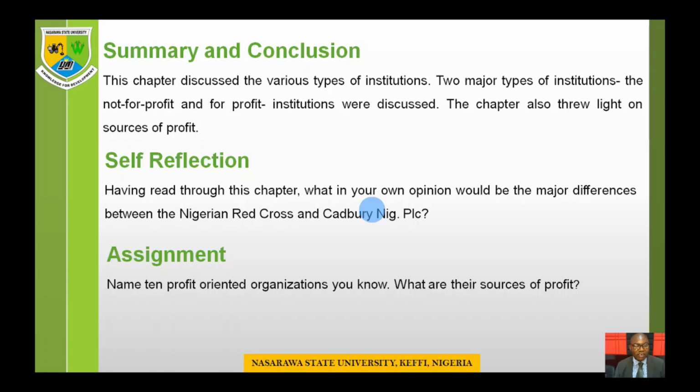And an assignment for you: name 10 profit-oriented organizations you know. And in Nasarawa here, they abound. And in Abuja, they abound. In Nigeria, they abound. All over the world, you can name, there's no limit. So what are their sources of profit? So when you have named them, you should also be able to state their sources of profit.